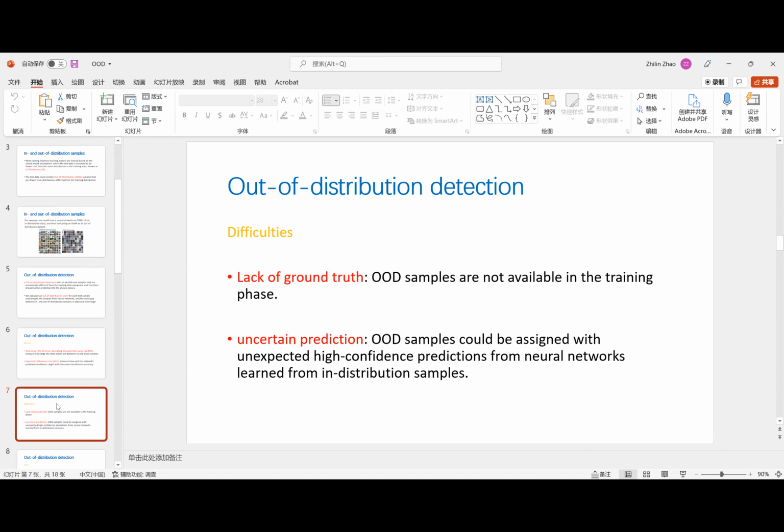And the second reason is that the predictions of your networks are uncertain, which means that maybe your network will provide very high confidence predictions for the out-of-distribution samples, so that it's hard for you to distinguish the in-distribution and the out-of-distribution samples.